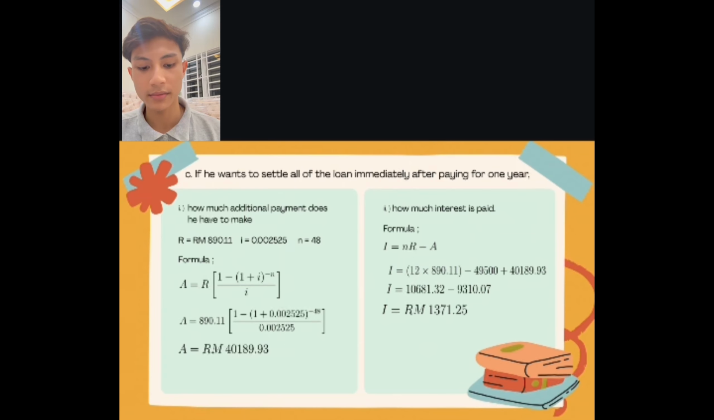After that, I subtract 9,310 ringgit and 7 cents. So the total interest paid is 1,371 ringgit and 25 cents. In conclusion, if the borrower settles the loan after 1 year, the additional payment required is 40,189 ringgit and 93 cents, and the total interest paid is 1,371 ringgit and 25 cents.